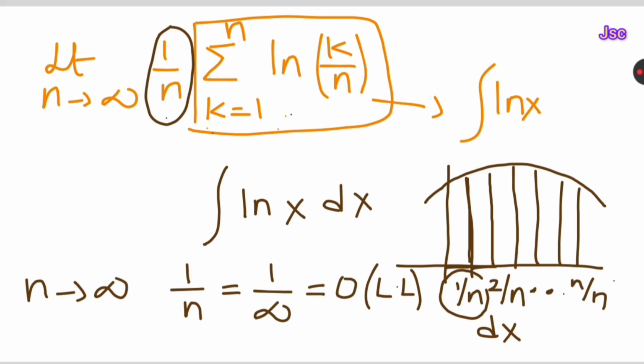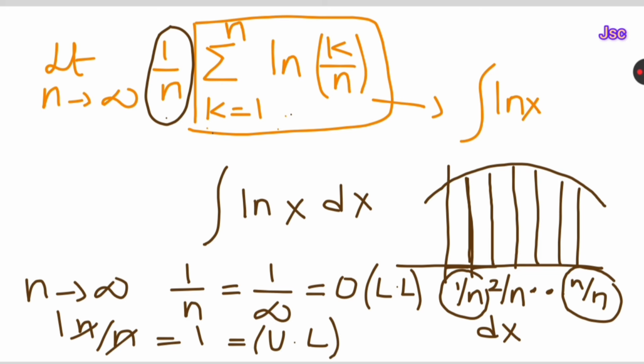Now take the upper limit. What we have? n over n. So n over n is nothing but 1. That means the upper limit is 1. If you apply n as infinity, the lower limit is 0 and the upper limit is 1. So we apply the limit n tends to infinity.